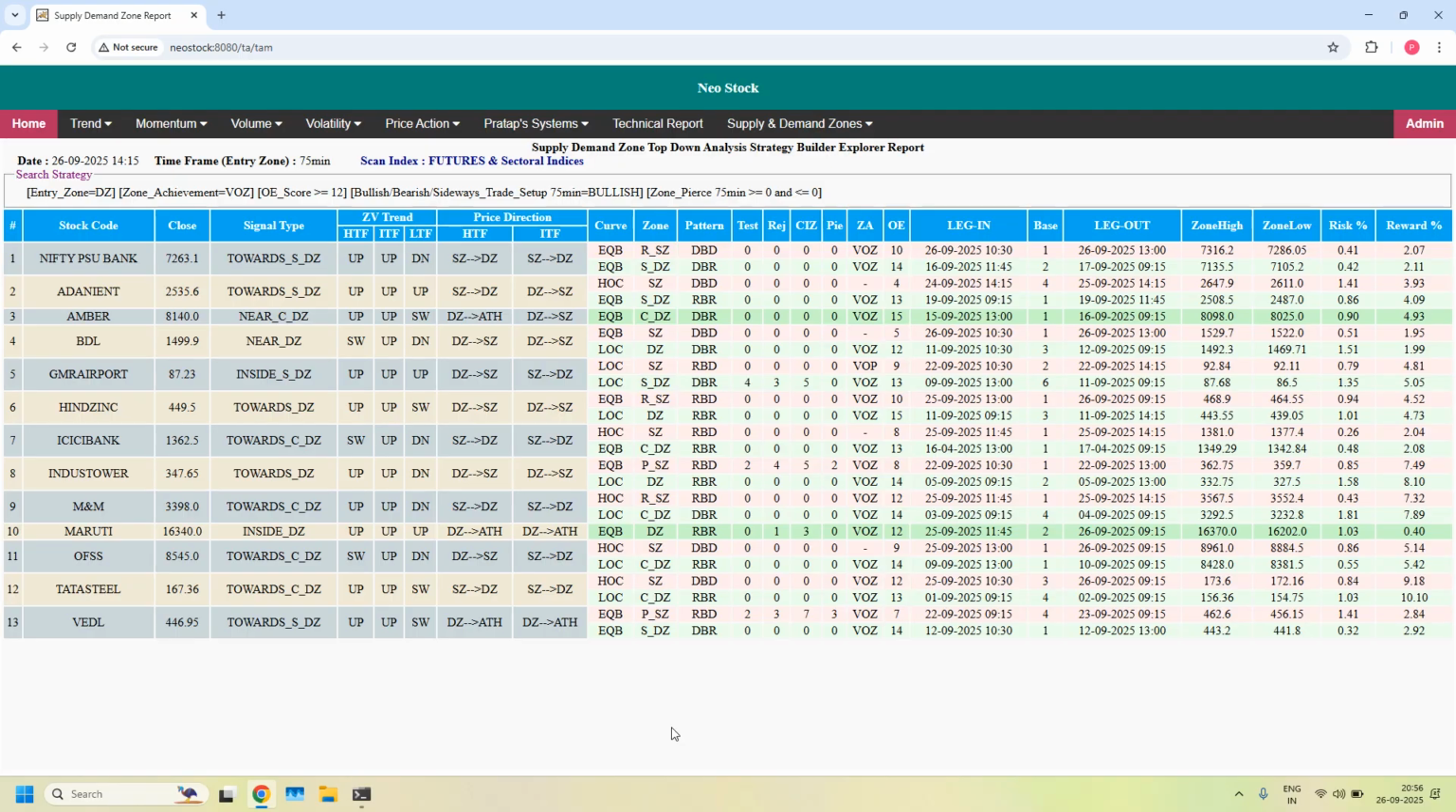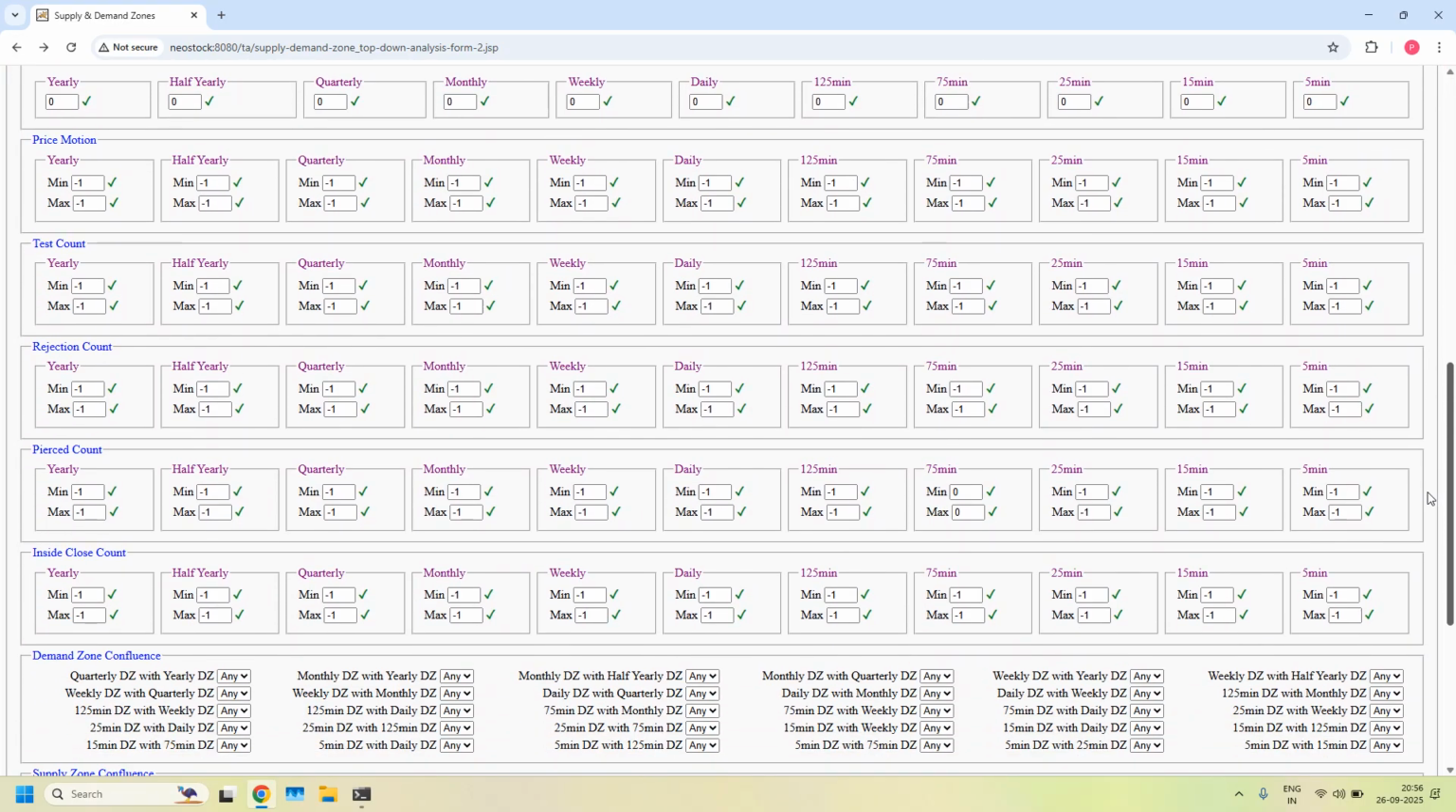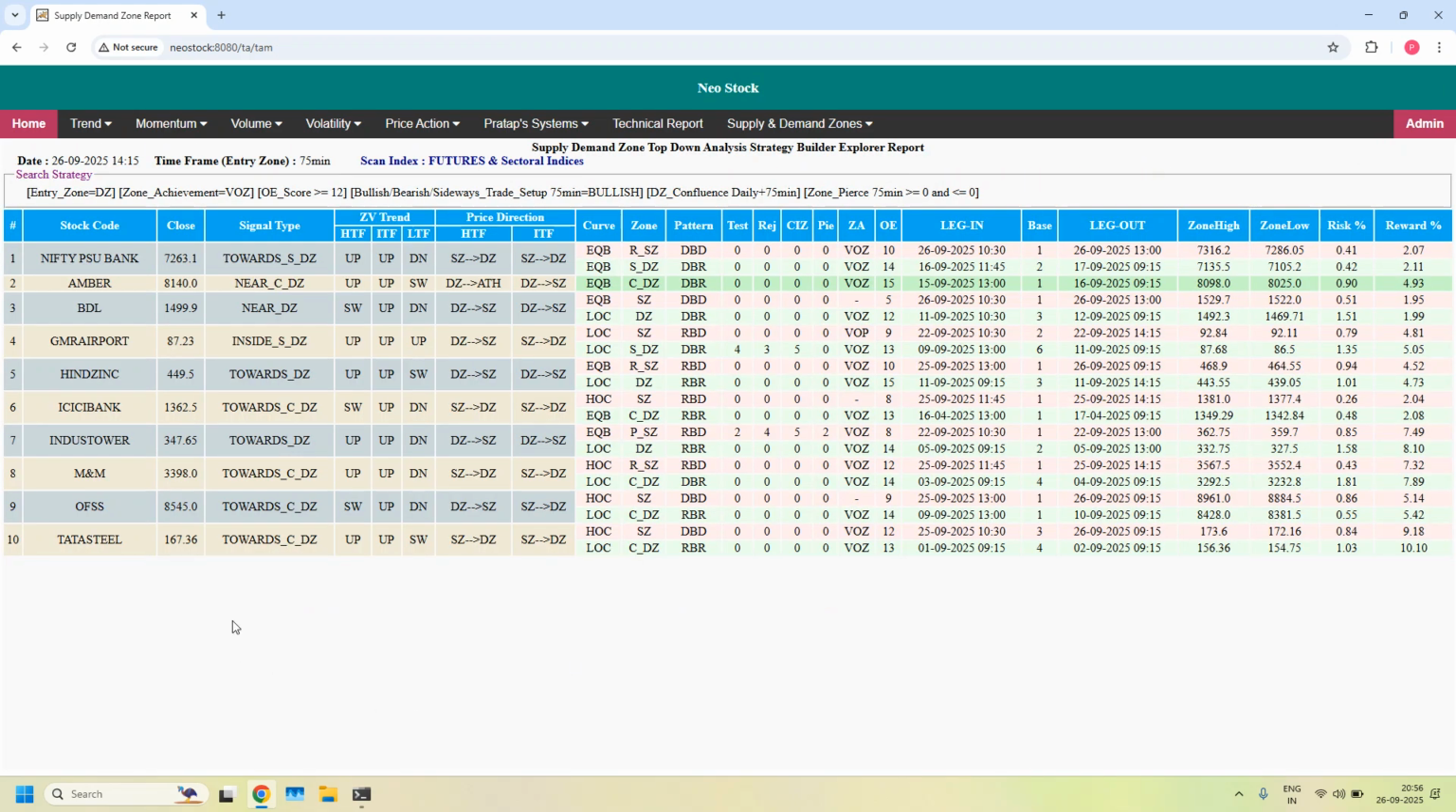Out of these 13 75 minutes demand zones, how many are having more high probability to get success? That we will filter based on different zone confluence and EMA confluence strategies that will land in lesson 27. So first filter is LTF and ITF demand zone confluence. That is 75 minutes and daily demand zone confluence. By enabling the filter, out of 13 we got 10 stocks. In all the 10, these 75 minutes demand zones are overlapped with daily demand zone.